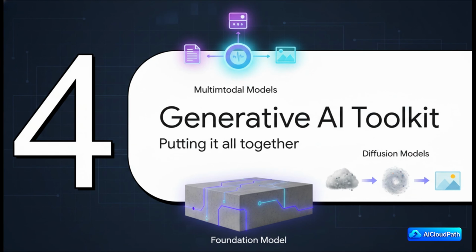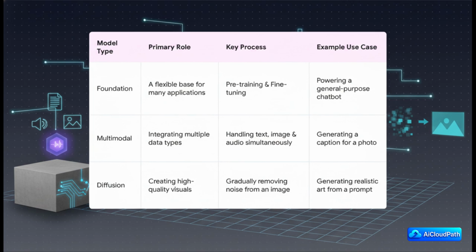So, let's bring it all home. We've looked at the base, the senses, and the artist. And now you can start to see how they form this complete and really powerful toolkit for building some sophisticated AI. This table really gives us a fantastic, clear summary of what each model does best. You've got the foundation model, that's your flexible base. Then, the multimodal model comes in to expand its senses to handle different types of data. And finally, the diffusion model is your specialized tool for creating those stunning visuals.